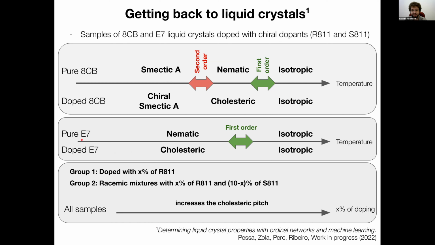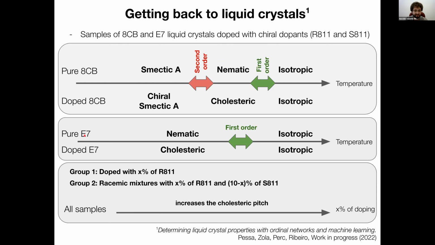And for the E7 samples, things are more simple because we just have two phases. In the case of the pure E7 samples at low temperature, the mesophase is a nematic phase. And if we increase the temperature, we see a first order transition to the isotropic phase. In the case of doped E7 samples, the phase at low temperature is a cholesteric phase. And as we increase the temperature, we find a transition to the isotropic phase.